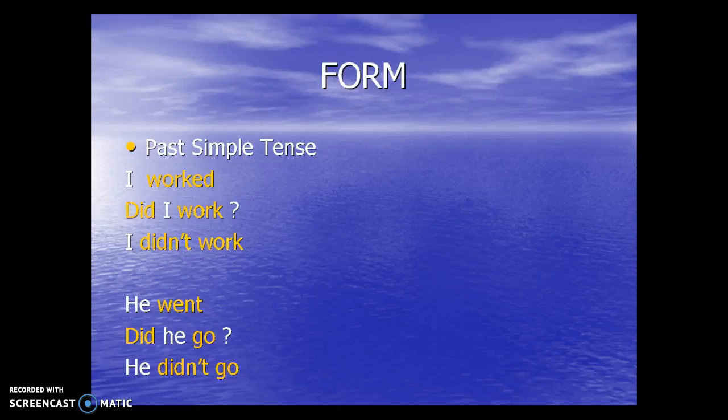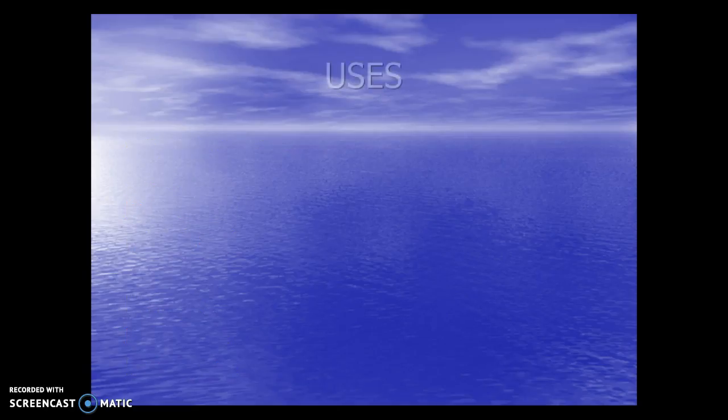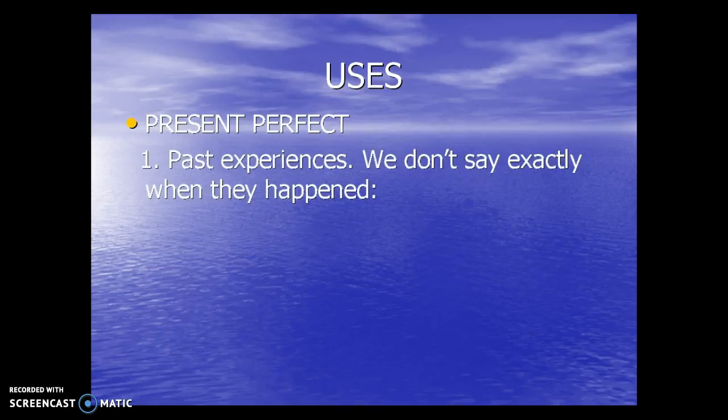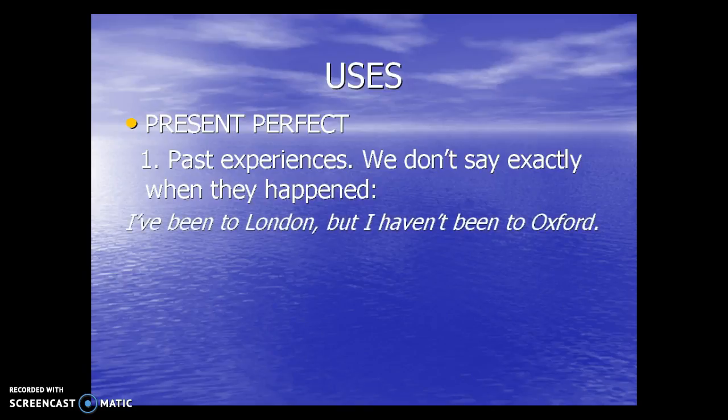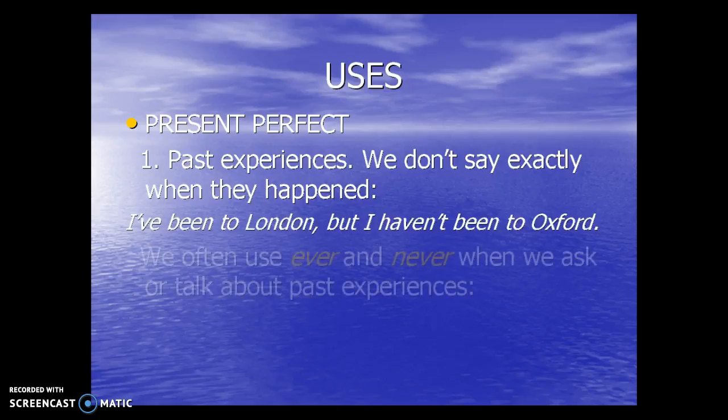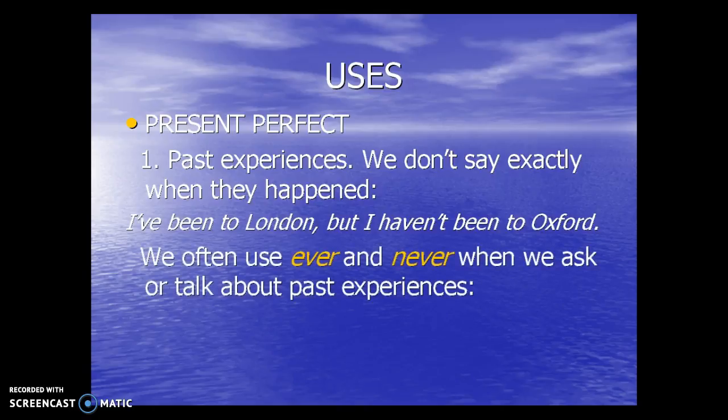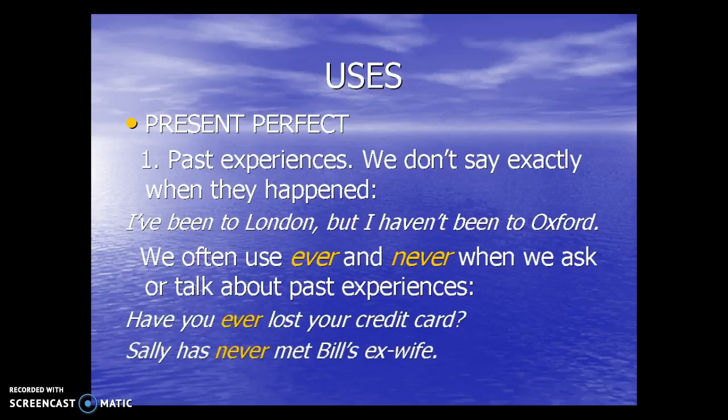Now, we'll talk about the different uses of the two tenses. In the case of the present perfect, we use it when we want to talk about past experiences, and we don't exactly say when they happened. For example, I've been to London, but I haven't been to Oxford. We often use ever and never when we ask or talk about past experiences. Have you ever lost your credit card? Sally has never met Bill's ex-wife.